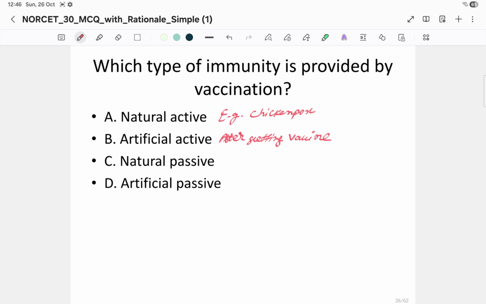And option C, natural passive. Natural passive immunity means antibodies transmitted from mother to baby. For example, through breast milk and transplacental transfer: IgA, IgG, immunoglobulins.